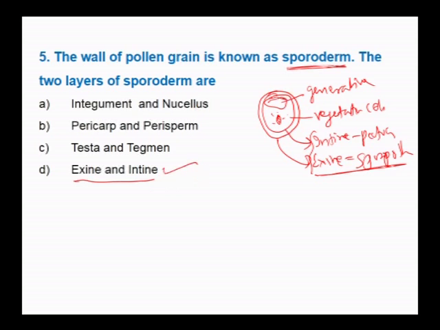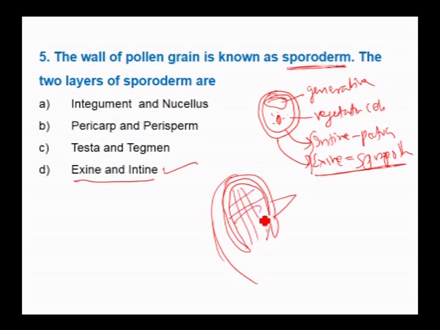Integument and nucellus. See, in the megasporangium or ovule, there are two outer coverings called integuments. Then there is a nutritive tissue called nucellus. Within this, there is a female gametophyte called the embryo sac. Therefore, integument and nucellus are part of the ovule, also called megasporangium. Pericarp is the fruit wall. Perisperm is a remnant of nucellus found in the seeds of pepper and also beet. Therefore, this cannot be the answer.